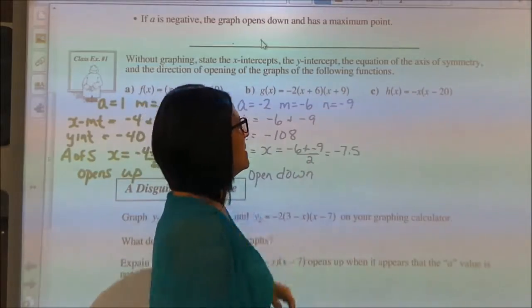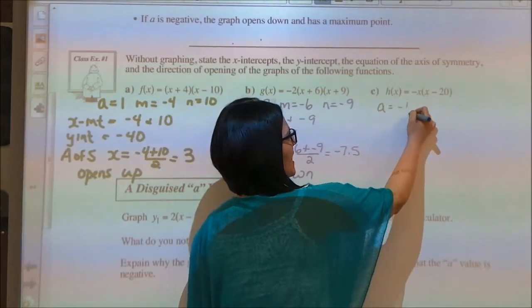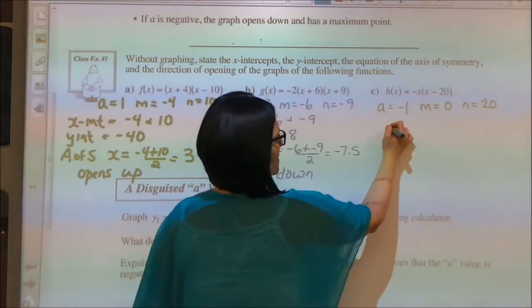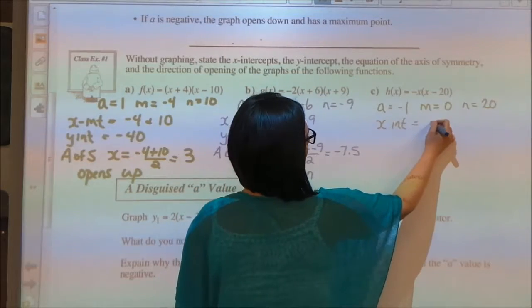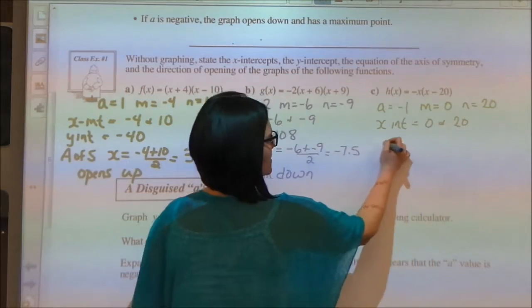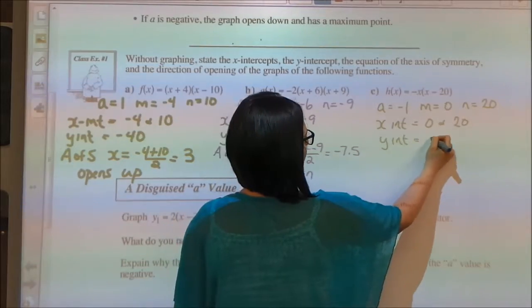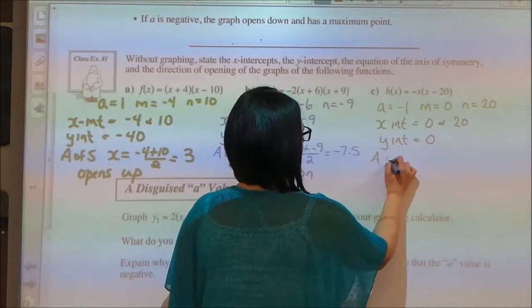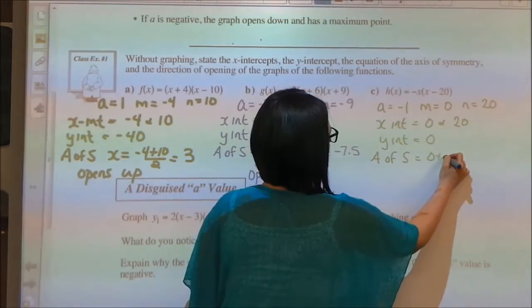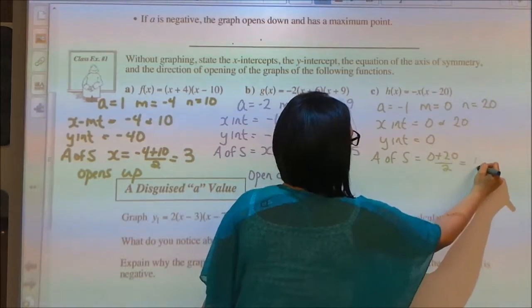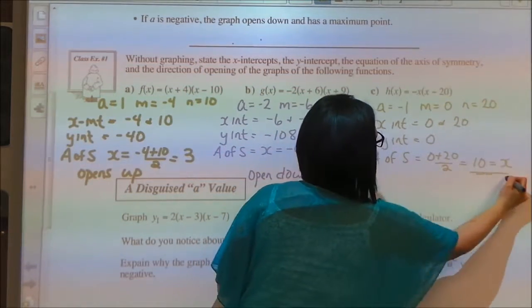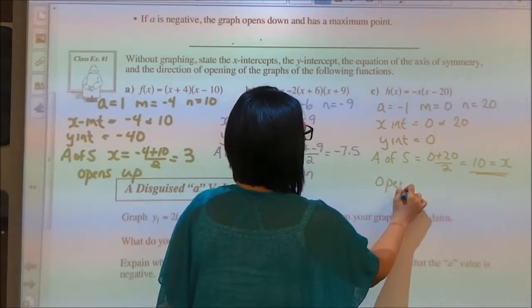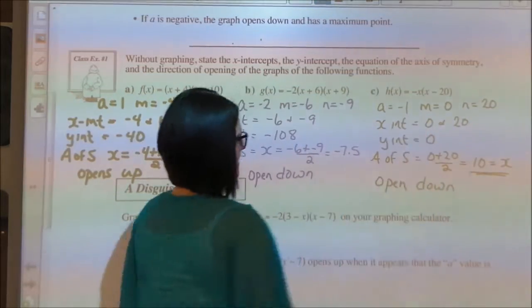For C, my A value is negative 1, M is 0, and N is 20. So my x-intercepts are 0 and 20. My y-intercept is 0 because when I multiply them all together I get 0. The axis of symmetry is 0 plus 20 divided by 2, which gives me 10. And that's an x equals 10 because it's supposed to be an equation. And this is going to open down because of this negative value.